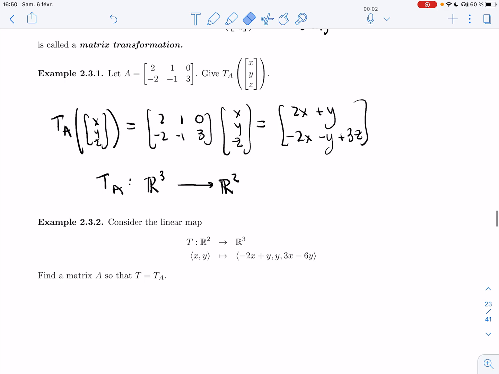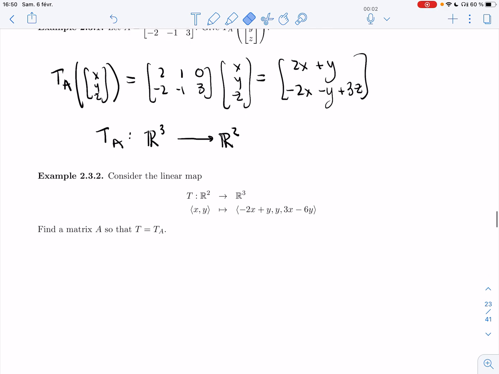Let's do a different version of this. I'm going to give you a linear map. It sends (x, y) to (-2x + y, y, 3x - y). I want to find a matrix so that T equals T_A. So I have -2x plus y, y, and 3x minus 6y. I want to write this as a matrix times (x, y).